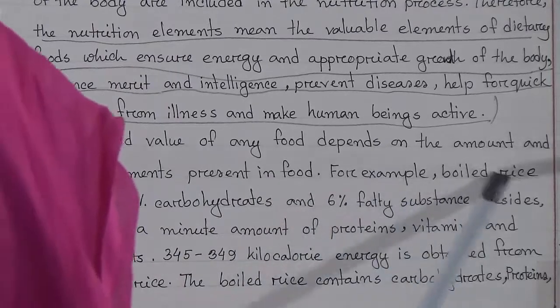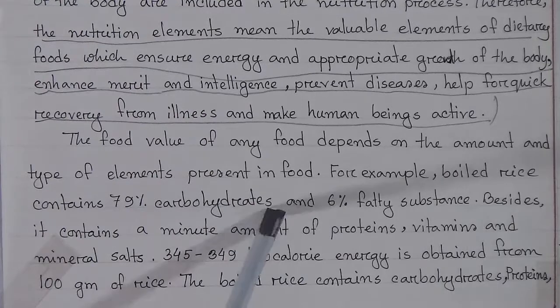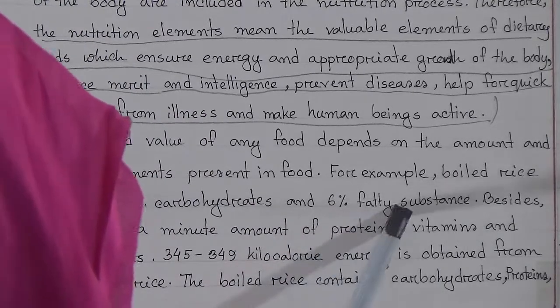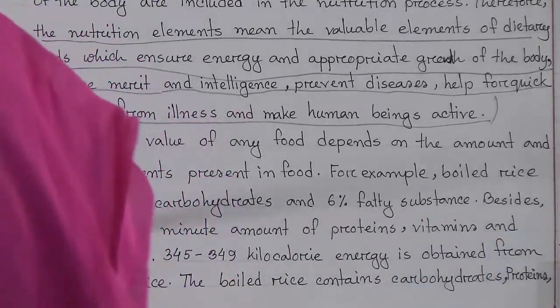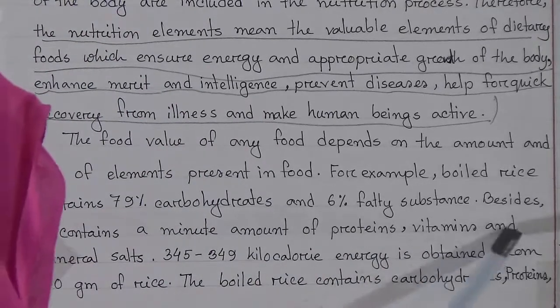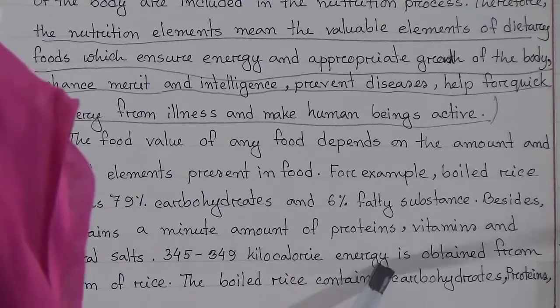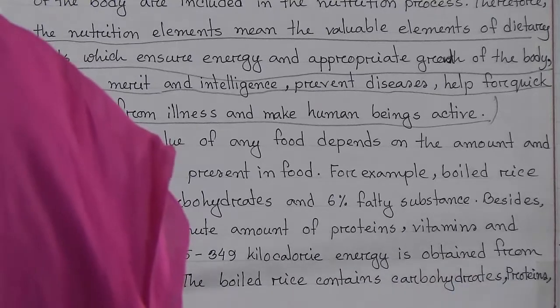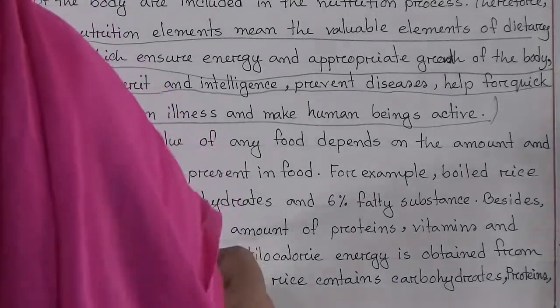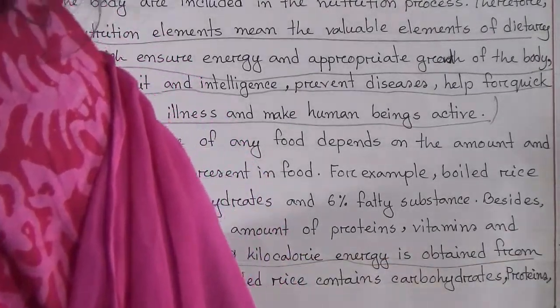For example, boiled rice contains 79% carbohydrates and 6% fatty substance. Besides, it contains a minute amount of proteins, vitamins and mineral salts. 345 to 349 kilocalorie energy is obtained from 100 gram of rice. Dear students, underline this line. This line is so important for your MCQ.